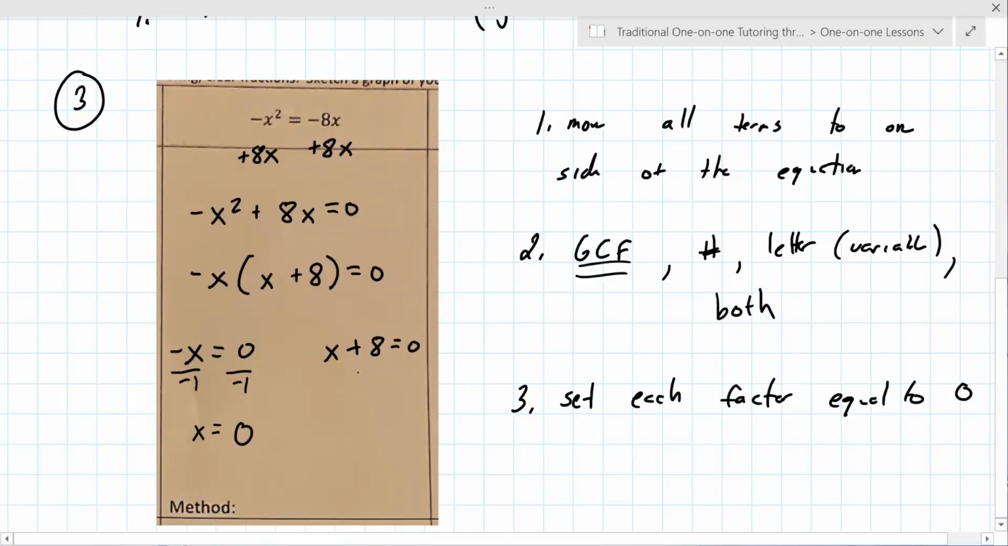Now, how do you solve this one on the right? How do you undo addition by 8? You should undo addition by subtraction. Subtract 8 from both sides. That's right. So x equals minus 8.